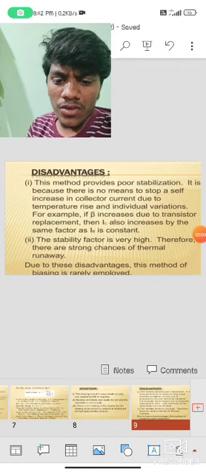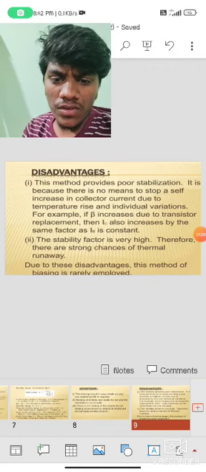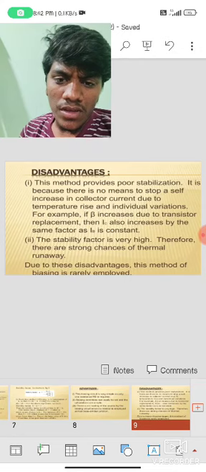And due to this disadvantage, this method of biasing is rarely employed.